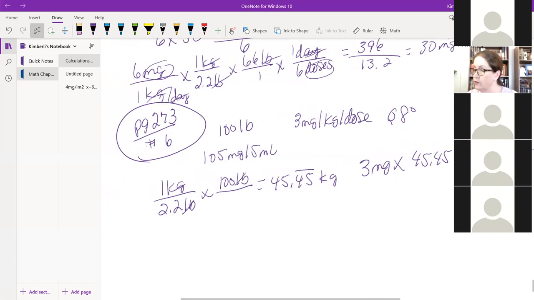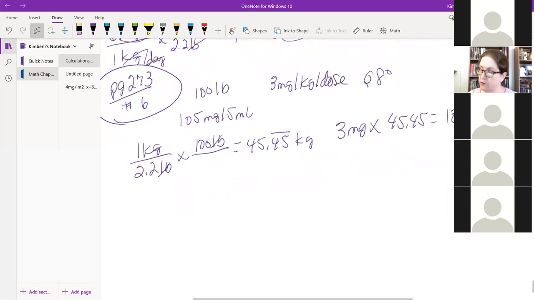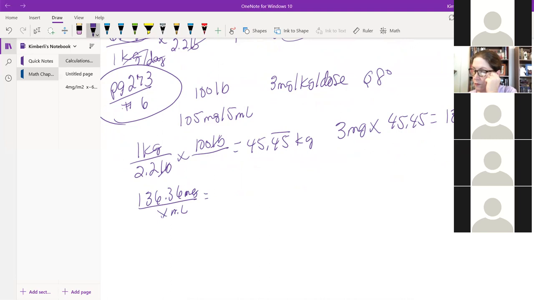So we want 136.36 milligrams, and the way the medication comes is 105 milligrams per 5 mLs. So somebody tell me how you would set that up. I do 136.36 milligrams over X mL equals 105 milligrams over 5 mL. Then X mL equals 136.36 times 5 mL over 105.